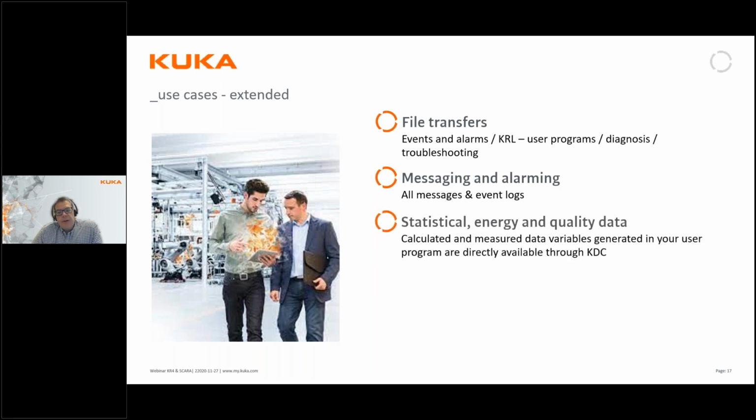In your user program, you can now start doing statistical or calculated data as user variables in the program. That could be number of picks done for this product, for example, or calculate the energy used for a certain product per piece or so on, and provide these data then directly into your network. So you can do a calculation of data inside your robot program, which then is available directly through Kuka DeviceConnector.